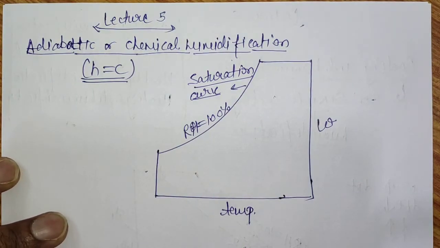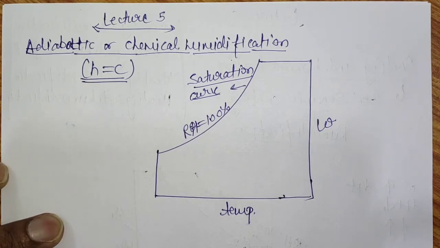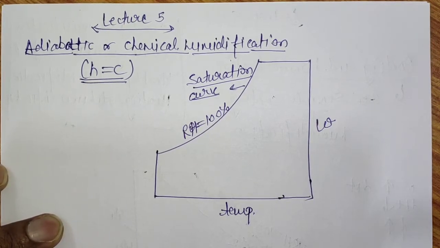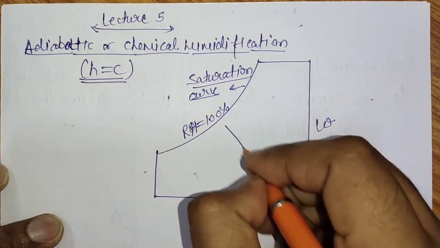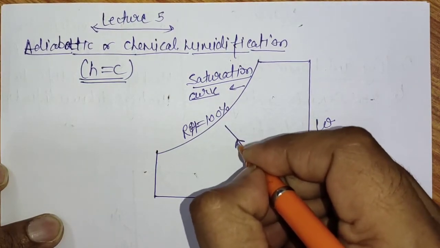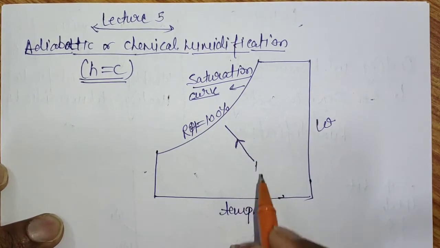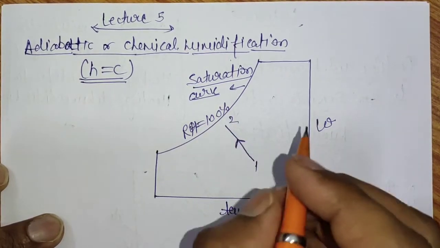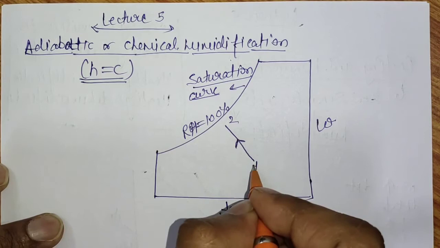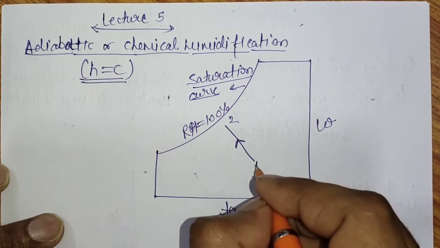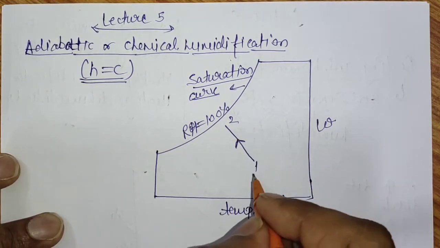The process is taking place in such a way that the enthalpy remains constant, and cooling and humidification are taking place. The process shown here is from state 1 to state 2, and during this process the cooling of the moisture is taking place as well as the humidification is happening.